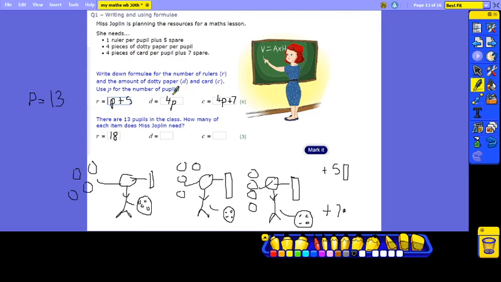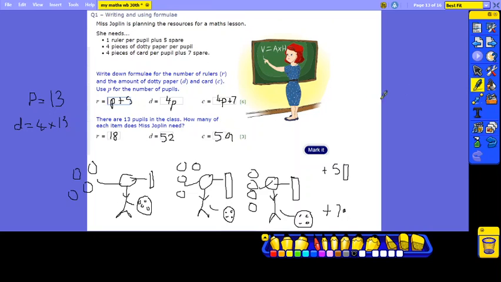For this one here, if I've got 4 lots of P, P being 13, I'm going to do 4 times 13, which is 52. And then for C, if C is the same as 4 lots of P add 7, and P is 13, I'm going to do 4 lots of P first, so 4 times 13, which we just worked out to be 52, and then I'm adding on 7, 59.